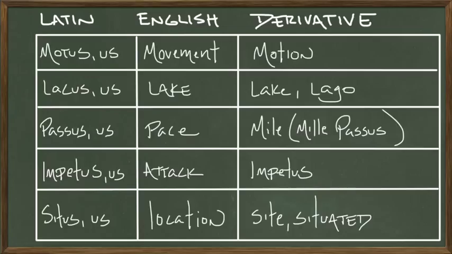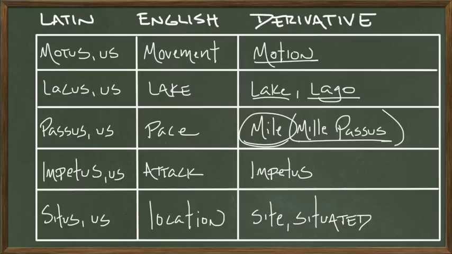Of course, there are other fourth declension words. Here are a few. Motus means movement, and this is where we get the word motion. Of course, motion is movement. Lacus means lake, and that is the source of our English word lake, and the Italian, and I think Spanish too, but I'm not sure about that, lago. Passus means pace. Interestingly enough, this is where our word mile comes from. It actually comes from a Roman phrase, mille passus. Mille passus means 1,000 paces.